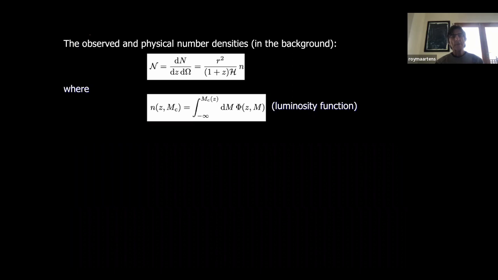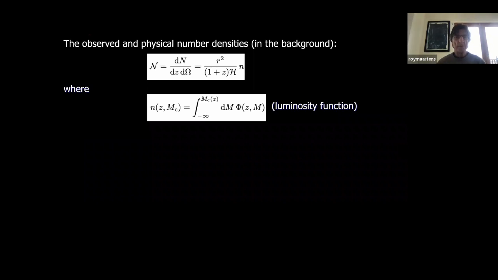So let me just say something now in order to make contact with more familiar quantities. Up to now, I've been working with the observed number density curly n on the left of the first equation, but we typically also want to know things in terms of the physical number density, the co-moving number density, little n on the right-hand side of that first equation. And the relation between these two in the background is that curly n is the radial co-moving distance squared over 1 plus z times the co-moving Hubble parameter, all multiplying the physical number density n.